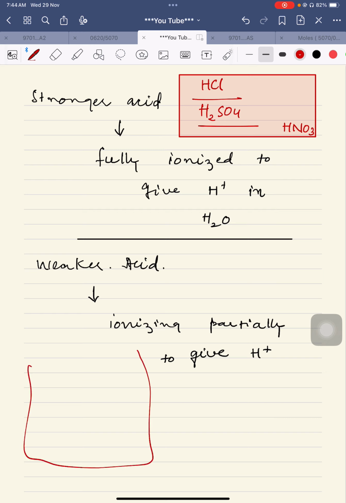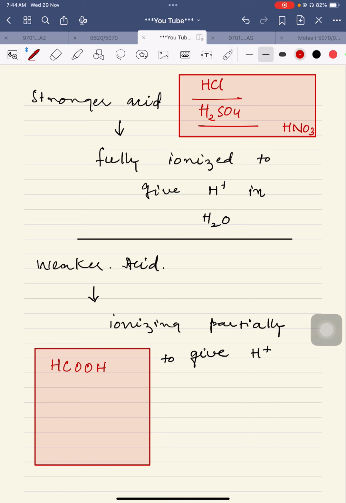And this is the box for the weaker acid examples. For example, HCOOH, which is called methanoic acid, and another example is CH3COOH, which is called ethanoic acid. So there are different examples for different acids, either completely ionizing themselves or partially ionizing themselves. These are the different examples regarding their ability to release hydrogen ions in water.